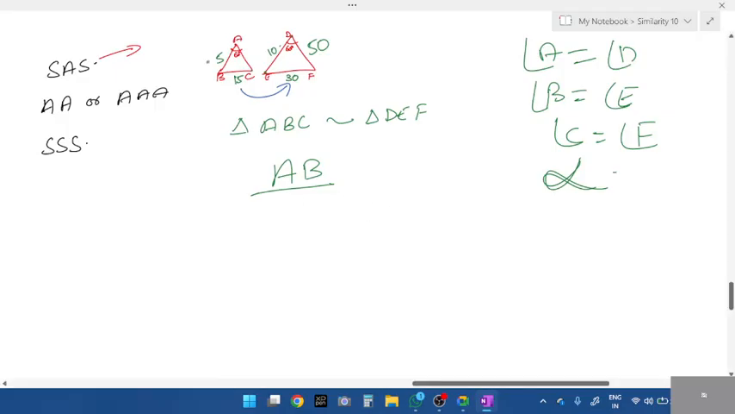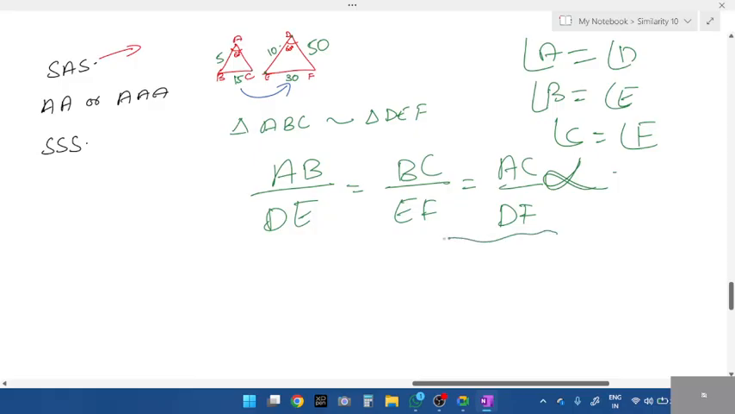So AB is on the left hand side of the first diagram. In the second diagram, DE is on the left hand side. This is the formula: AB by DE is equal to BC, which is at the bottom of the smaller diagram, and in the same way, in the bigger diagram, EF is equal to AC divided by DF. This is using the similarity concept.